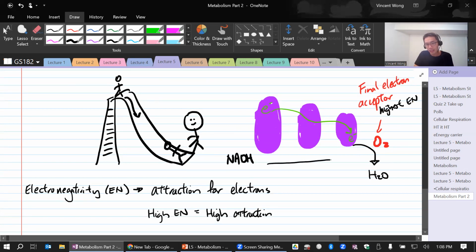So in this order, it gets more and more electronegative. Think of it as a stronger magnet. You put a metal ball here, the strong magnet will attract it to the next one, and ultimately onto oxygen. So keep that in mind. We'll use that concept to explain something else in a bit.